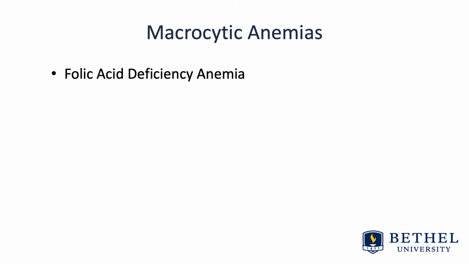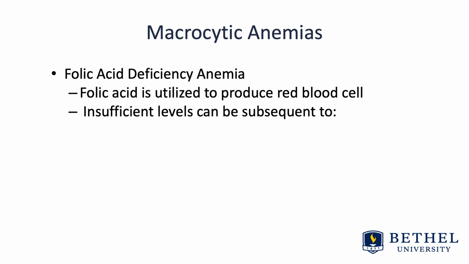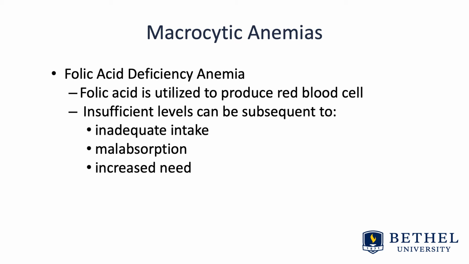Folic acid deficiency anemia. Folic acid is utilized to produce red blood cells. Insufficient levels can be subsequent to inadequate intake, which is seen in infancy, among the elderly, and then those with alcoholism or other malabsorption problems due to gastric surgery, as an example. Or increased need, like we see in pregnant women and women who are lactating. Or increased loss, such as hemolytic anemia, cancer, dialysis, or inflammatory diseases. And medications. Those include methotrexate, trimethoprim, and any anticonvulsant drug.